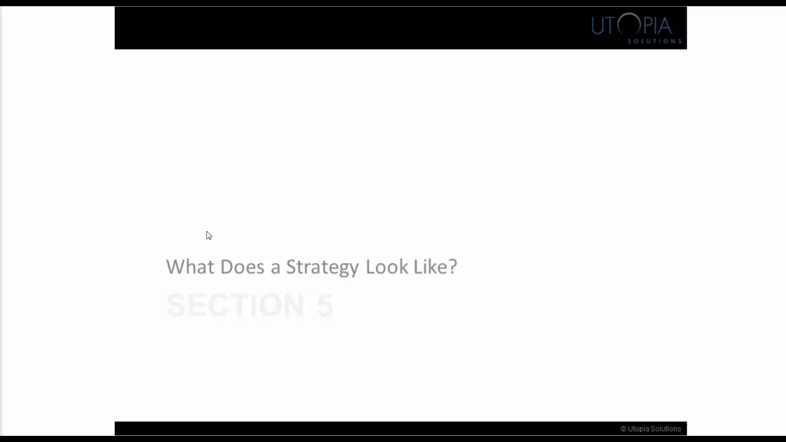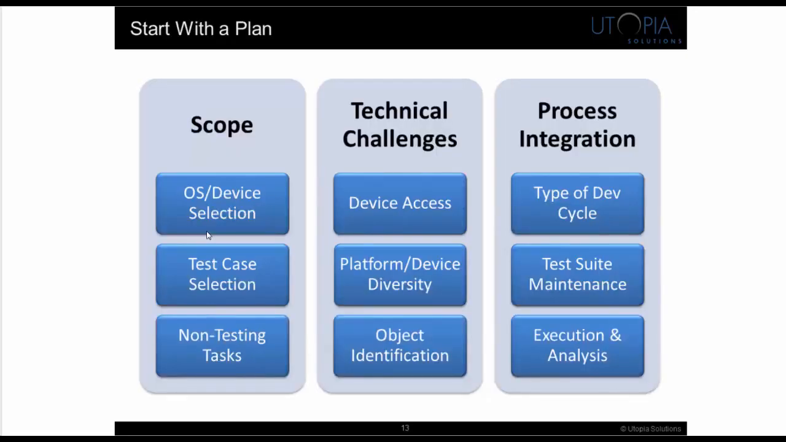So now that we're going to have an understanding of what we need to take a look at, are we ready? Let's take a look at what a strategy might look like. And it's important to start with a plan, right? The worst thing we can do is start to put together a solution, put together automated tests with really not understanding where we're going and why we're going there.